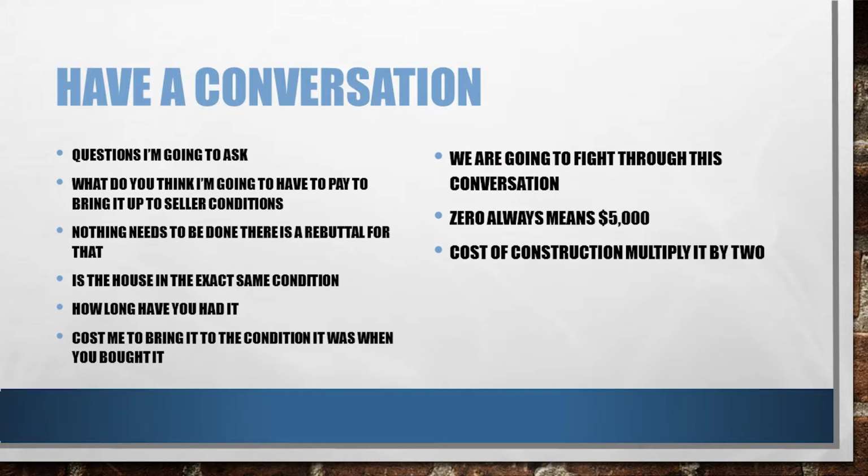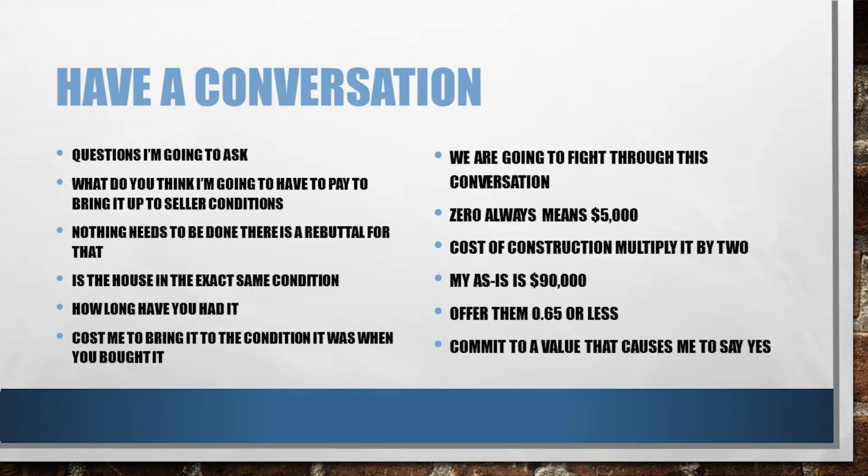All these numbers are important. So the seller says $5,000. They think it's worth 100, and that's ARV. And I'm going to take 5,000 times 2, subtract that from the 100. My as-is is 90. And I'm going to do my calculations based upon 90. So I'm going to offer them 65 cents on the dollar or less based upon $90,000. Oh, I'm not going to offer it, by the way. I'm going to get them to commit to a value that would cause me to say yes, because the value they want to commit to is less than the 65 cents off of 90,000. So let's assume for a second it needed $10,000 worth of work. Or let's go 9,000.